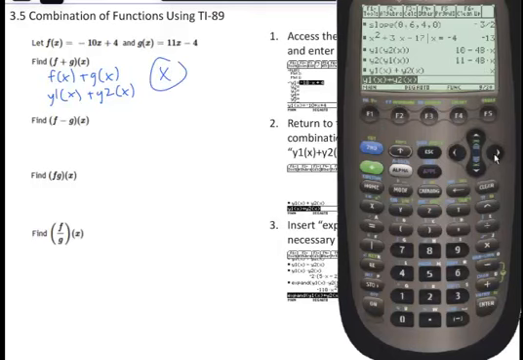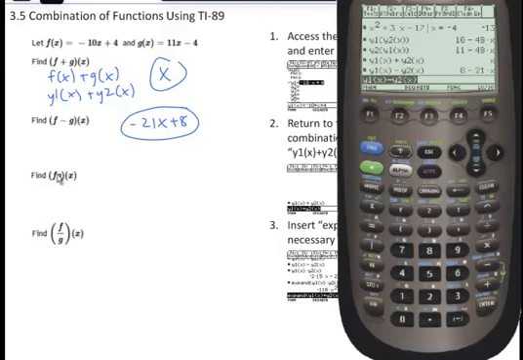For f minus g, I've already got my y1 and y2, so I'm just going to change the sign between these: f of x minus g of x. When I do that, I get, after reordering my terms, negative 21x plus 8.